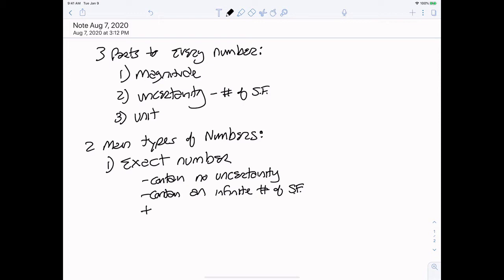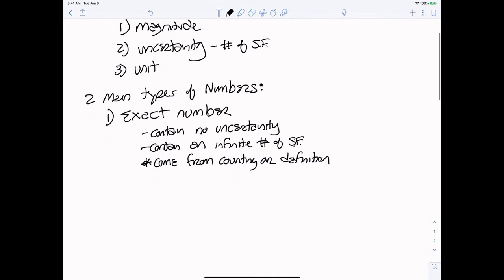And exact numbers, these guys are going to come from counting or definition. So there's 7 days in a week. There isn't 7.002 or 7.00, right? There's exactly 7 days in 1 week. It's not 6.999999. It's 7, exactly 7. No uncertainty whatsoever. If I asked how many significant digits are in that, you would tell me infinity, right? That's the number that it would have.